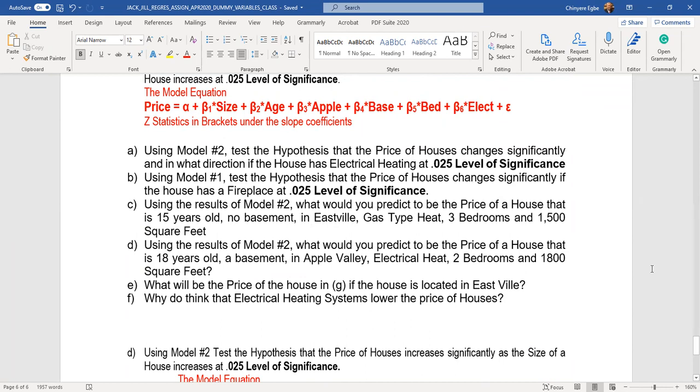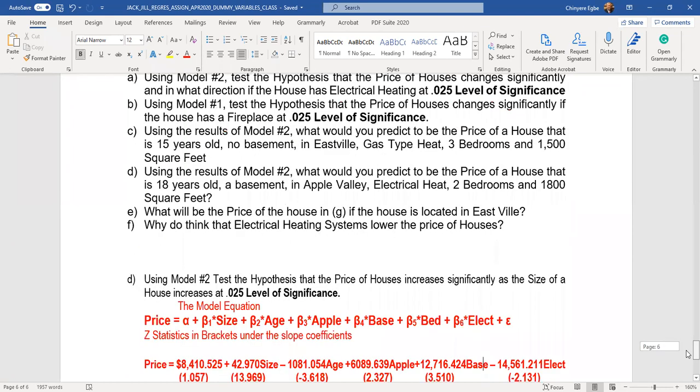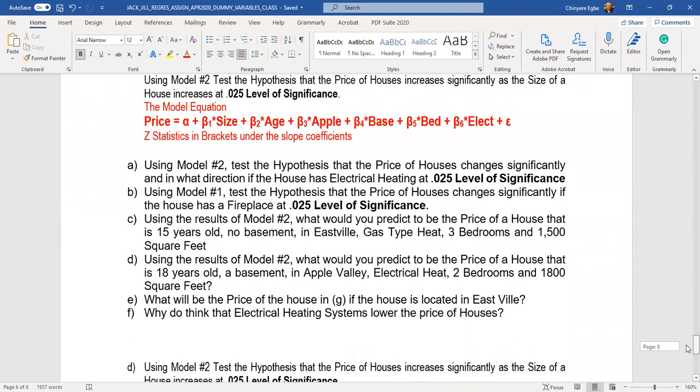Now, let me use this opportunity to answer one of the questions. You say, using model number 2, test the hypothesis that the price of a house changes significantly and in what direction. So let's highlight the question: changes significantly and in what direction if the house has an electrical heating system. All right. Okay, so the model equation is right here.